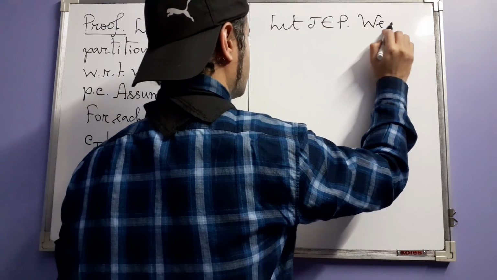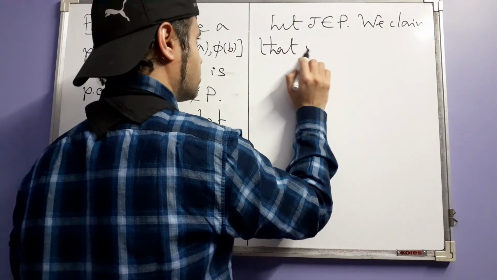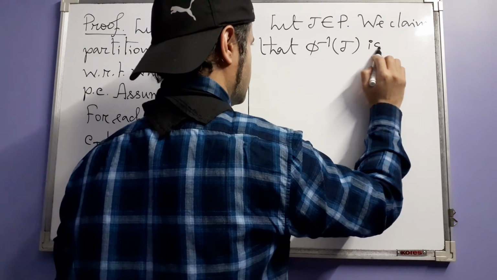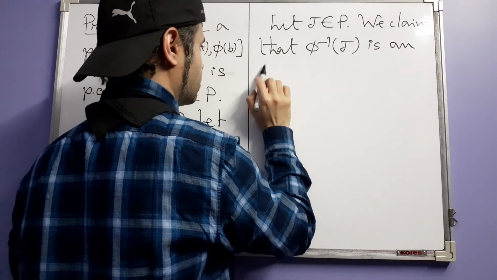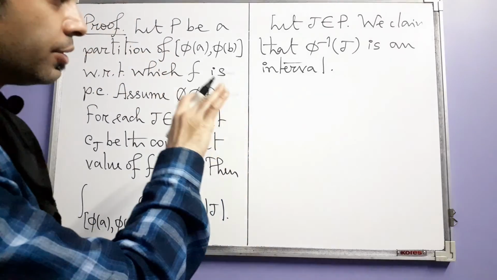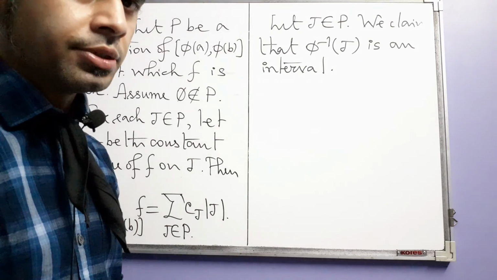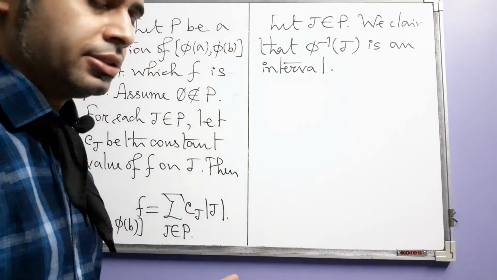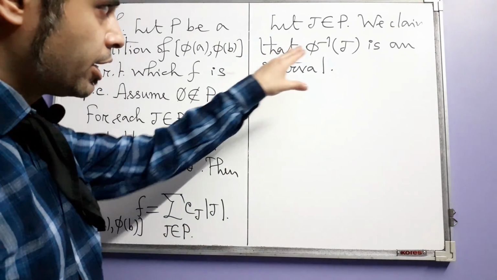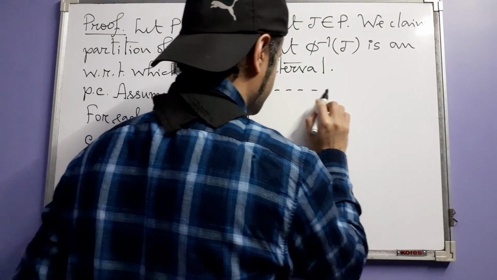We claim that the inverse image of j under phi is an interval. These are places in a proof where we can become a little confused unless we see the big picture. See the big picture means you need to see at once where these ingredients lie. This is what I precisely mean.